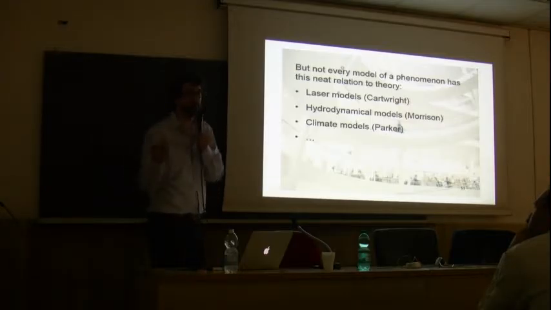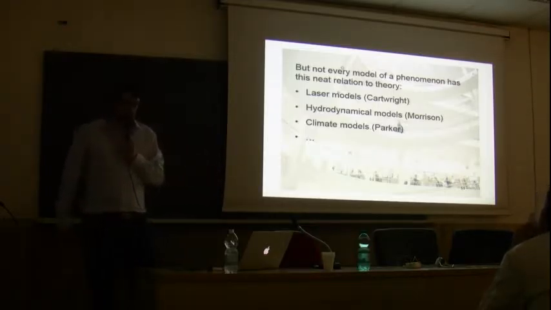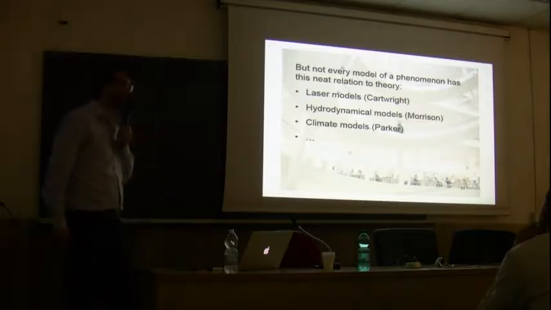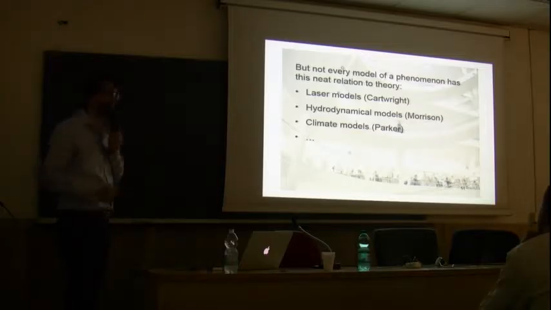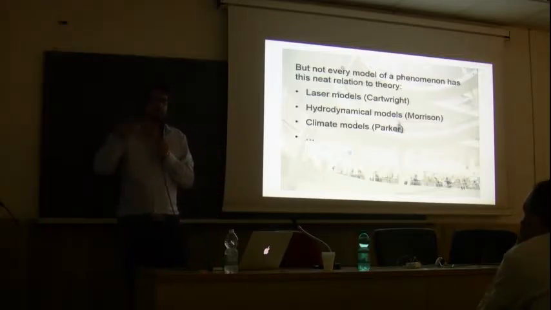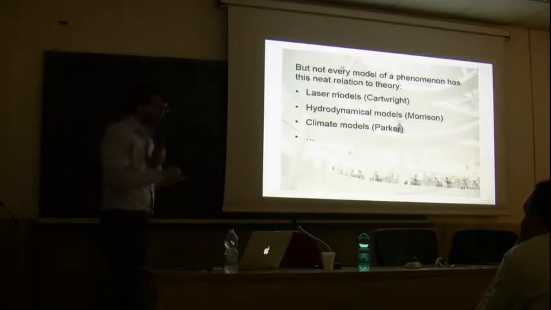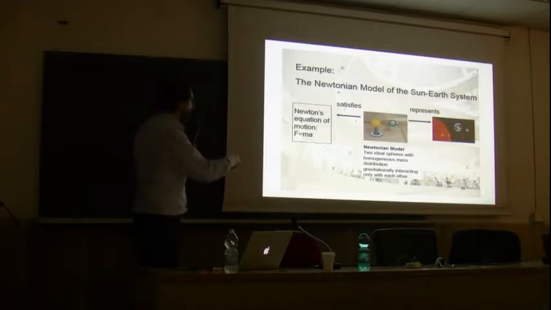We've seen models that have no connection to theory at all. And then what the debate about models in the 1990s and early 2000s in particular has focused on is models that have a very messy relation to theory. Nancy Cartwright famously discusses models of a laser, for instance, and says that, look, there's no such thing as a simple relation between that laser model and any sort of theory. So it's not like Newton, where you have a general theory and the model is neatly a model of theory in the sense we discussed.